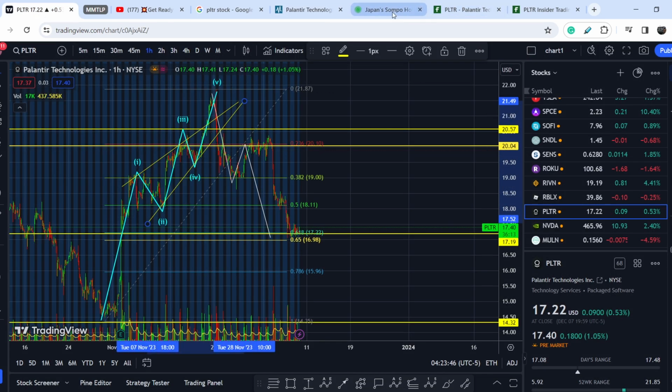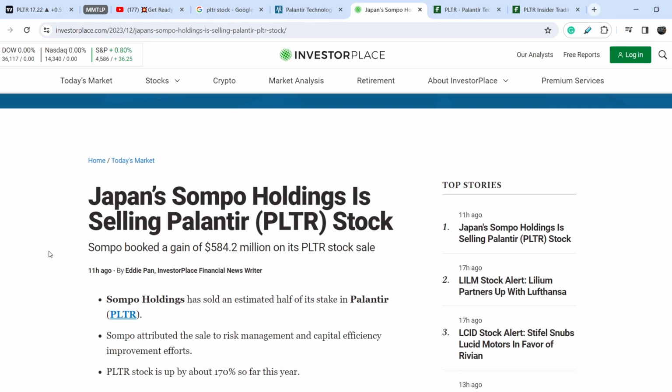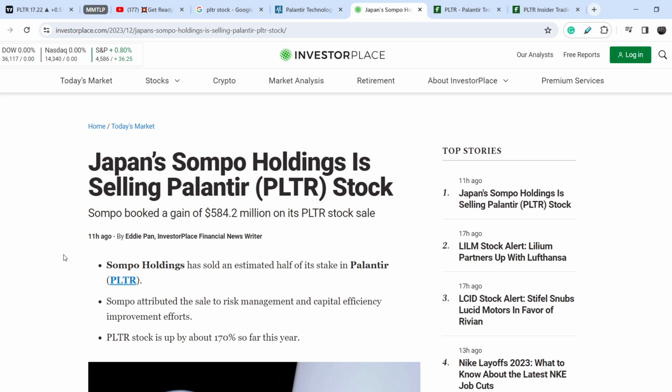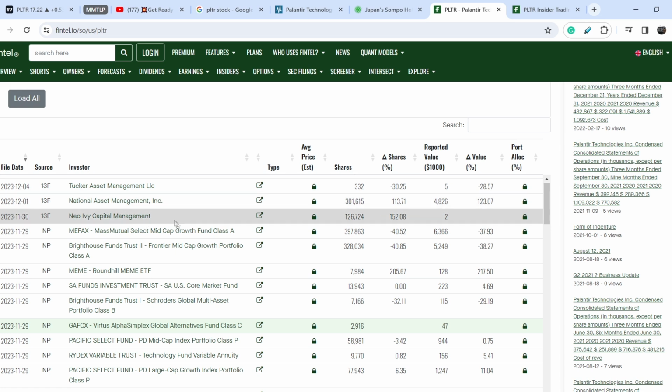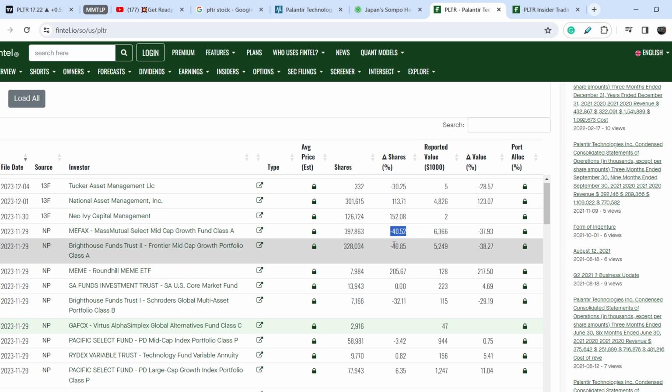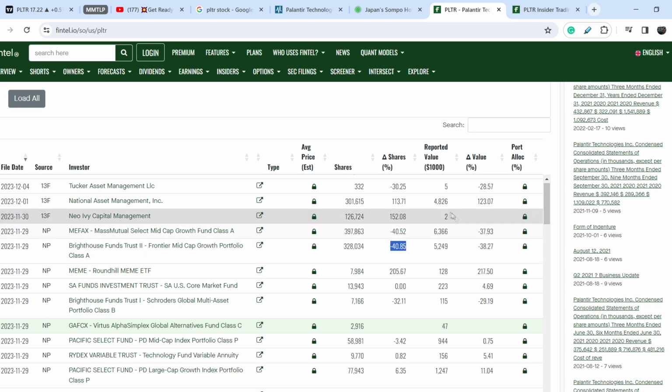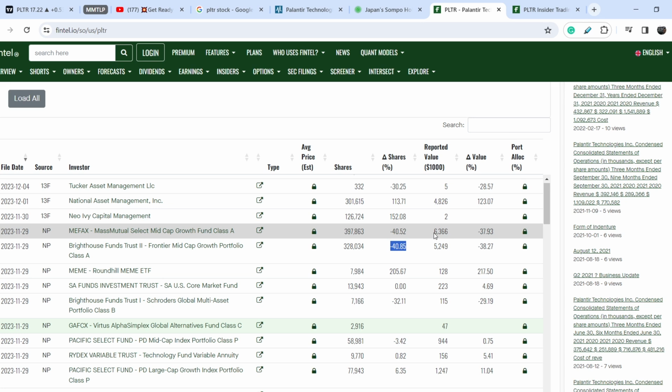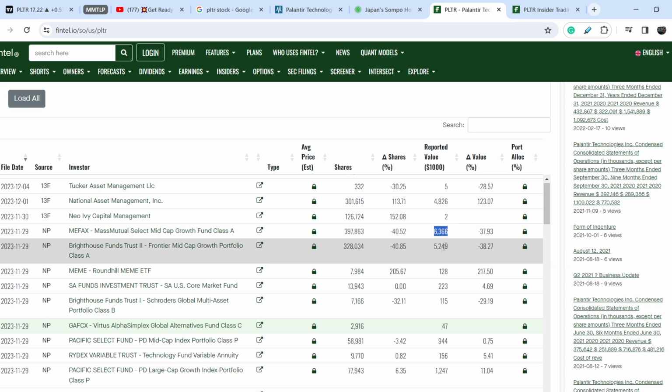And I have to say that if you take a look at other news, for example this one that was published on InvestorPlace just 11 hours ago, titled "Japan's Soma Holdings is selling Palantir stock." And you can find a lot of mixed filings if you take a look at the list of institutional investors. And yes, some institutional investors sold quite a substantial number of their shares, for example 40.5% or 40.85%, and their positions are still quite heavy, $6.3 and $5.2 million respectively.